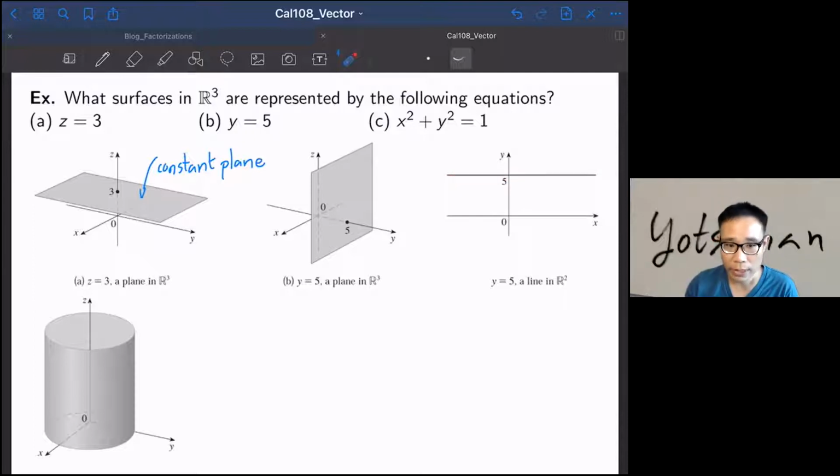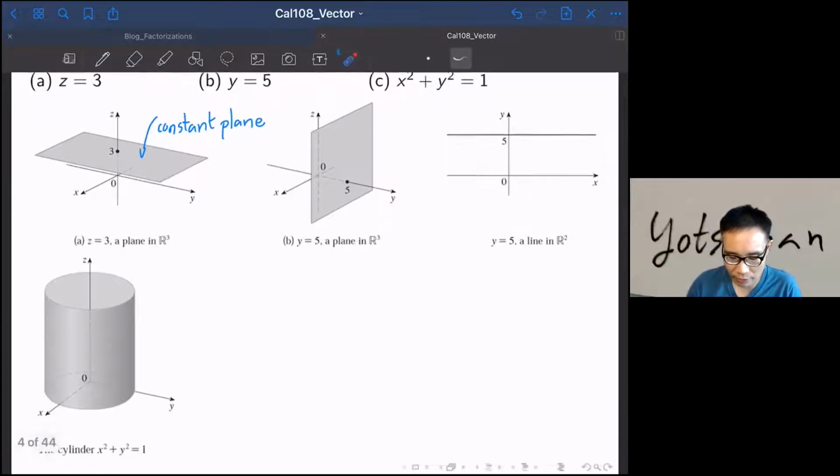So you see that we can consider y equal to 5 in 2 ways. The first one is in three dimensions, which is going to give you what is called the plane. And the second one is going to give you the line. Okay, so this one is in two dimensions. So that is like two kinds of story. However, in calculus 2, most of the time what we are doing turns out to be in three dimensions. So y equal to 5 turns out to be a plane that is parallel to the xz plane.